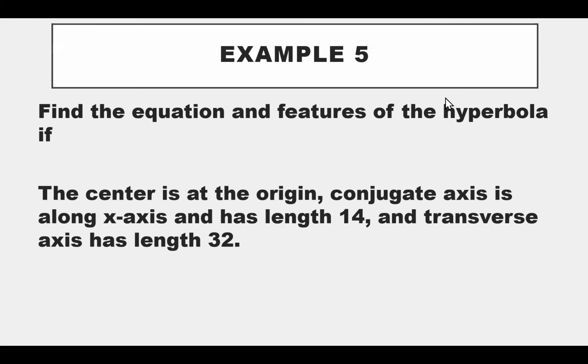Let's try another example. This asks us to find the equation and the features of the hyperbola if the center of the hyperbola is at the origin, the conjugate axis of the hyperbola is along the x-axis and has length of 14, and the transverse axis has length of 32. Go ahead and push pause on the video. Try this on your own if you'd like. In a couple of seconds, I'll show you how it's done.